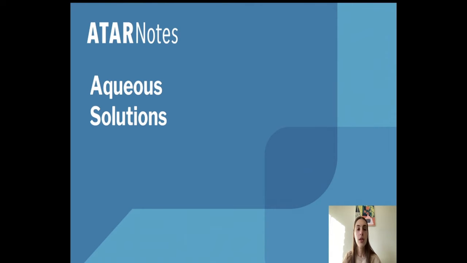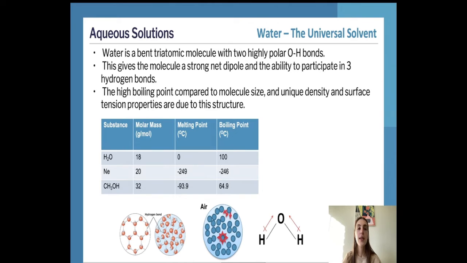We're now going to go on to looking at aqueous solutions. Aqueous solutions require us to look at water, because water is our universal solvent. Whenever we're typically considering solubility or anything that's dissolved in a solvent, we're typically looking at water, because water dissolves most polar solutes. And so water is a bent triatomic molecule, which we looked at before.